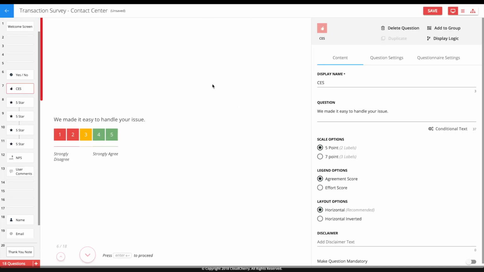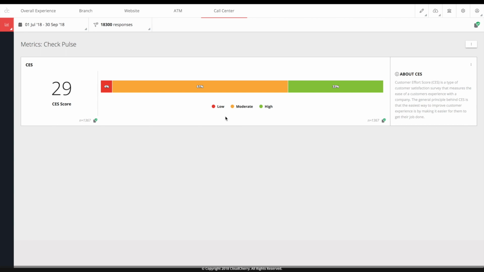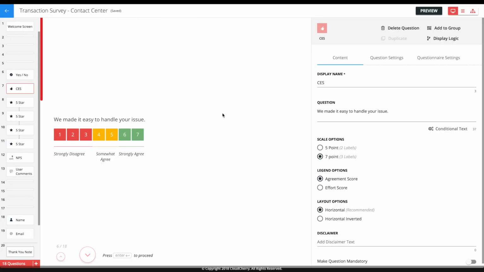Moderate represents customers who have rated you a 3 if it was a 5-point question that has been set up, or either a 4 or a 5 if it was a 7-point question. Likewise, low represents customers who have rated you either a 1, a 2, or a 3 if the question was set up as a 7-point, or as a 1 or 2 if it was a 5-point question.